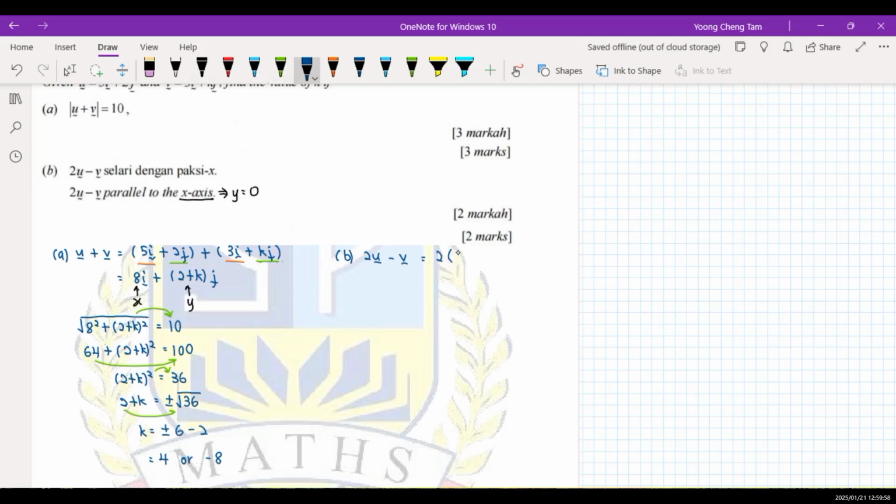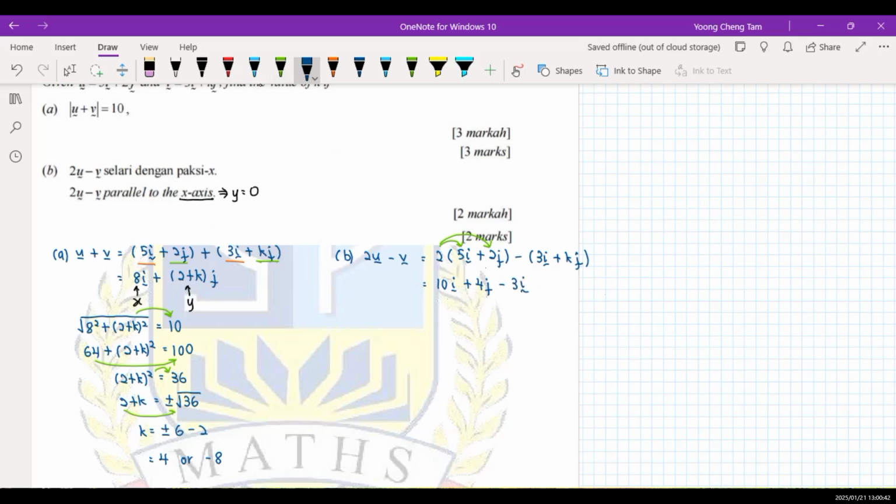So 2 bracket 5i plus 2j, then minus (3i plus kj). Remember, we still don't have the value of k, because the question didn't say whether you need to take 4 or negative 8. So we just assume we don't know the value of k. Now expand the bracket. 2 times 5i, 2 times 2j. So you get 10i plus 4j minus 3i.